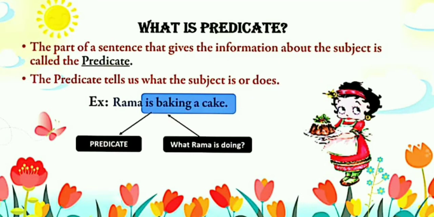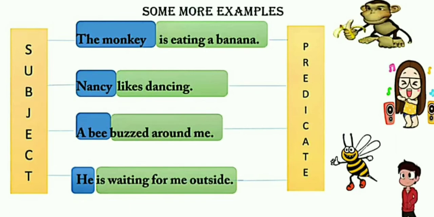Now, let us see this example. Rama is baking a cake. So, you can ask this question, what is Rama doing, because Rama is the subject here. So we get this answer, is baking a cake. So here is baking a cake will be the predicate and Rama is the subject. So we get a complete sentence.